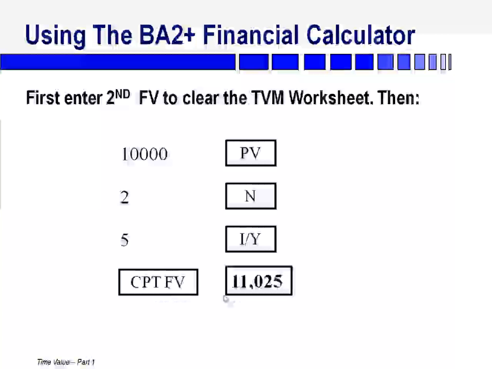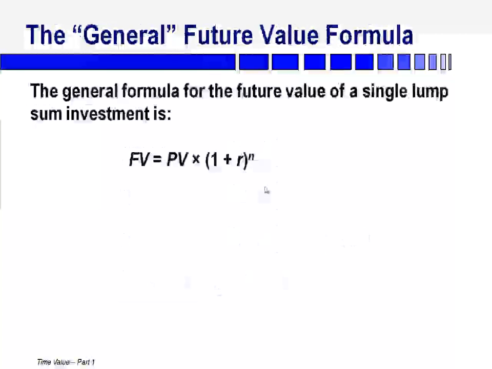Now, we've done 2 problems, so let's look at the general formula for the future value of a single lump sum. That general formula for the future value is as follows. The future value is equal to the present value times 1 plus the interest rate per period raised to the number of periods. So let's see what these terms represent.